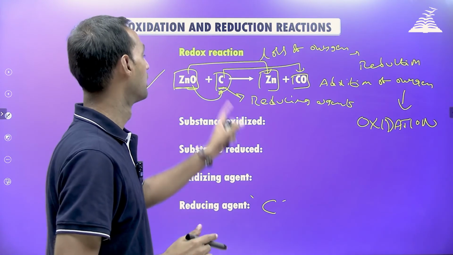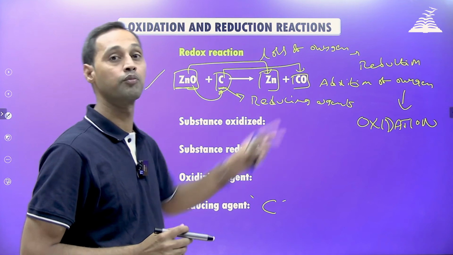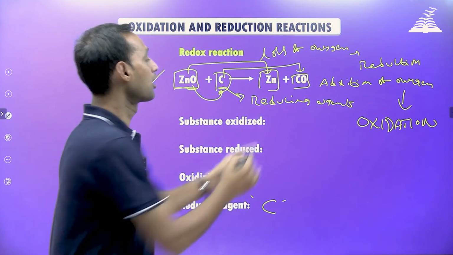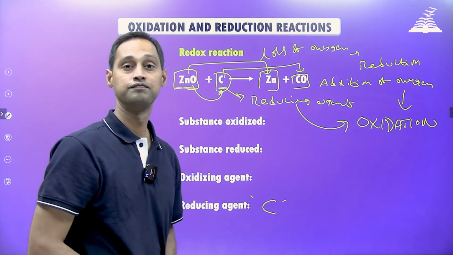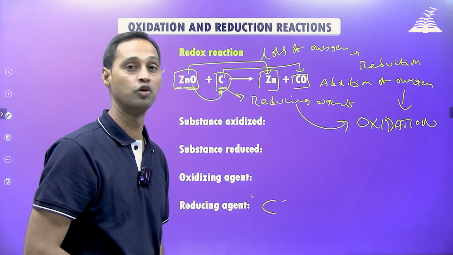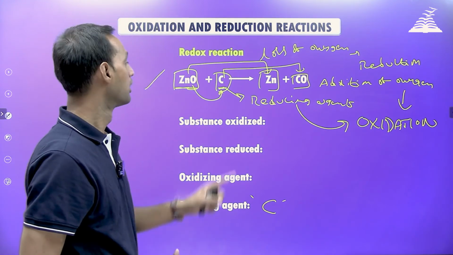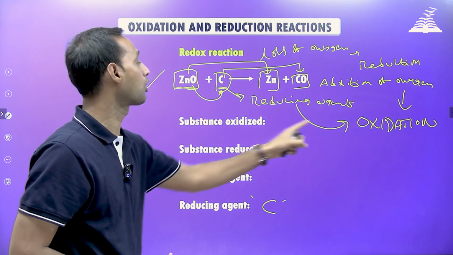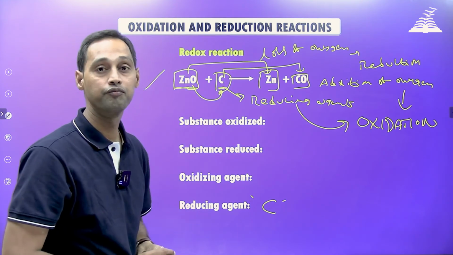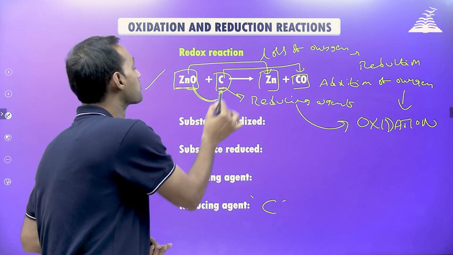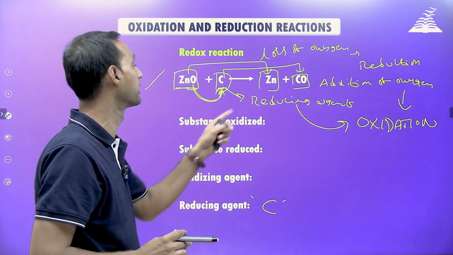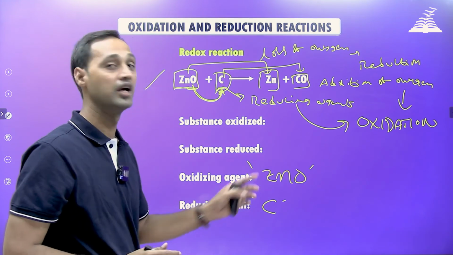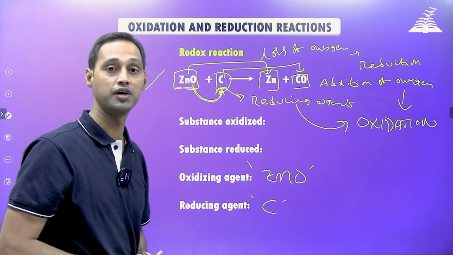Oxidation. So what do we say? Carbon is oxidized to carbon monoxide. I told you, a reducing agent always undergoes oxidation. Yes or no? Right. In the same way, now who is helping carbon to undergo oxidation? Zinc oxide. How? By providing oxygen to carbon. It is giving oxygen to carbon. So zinc oxide is our oxidizing agent in this redox reaction.